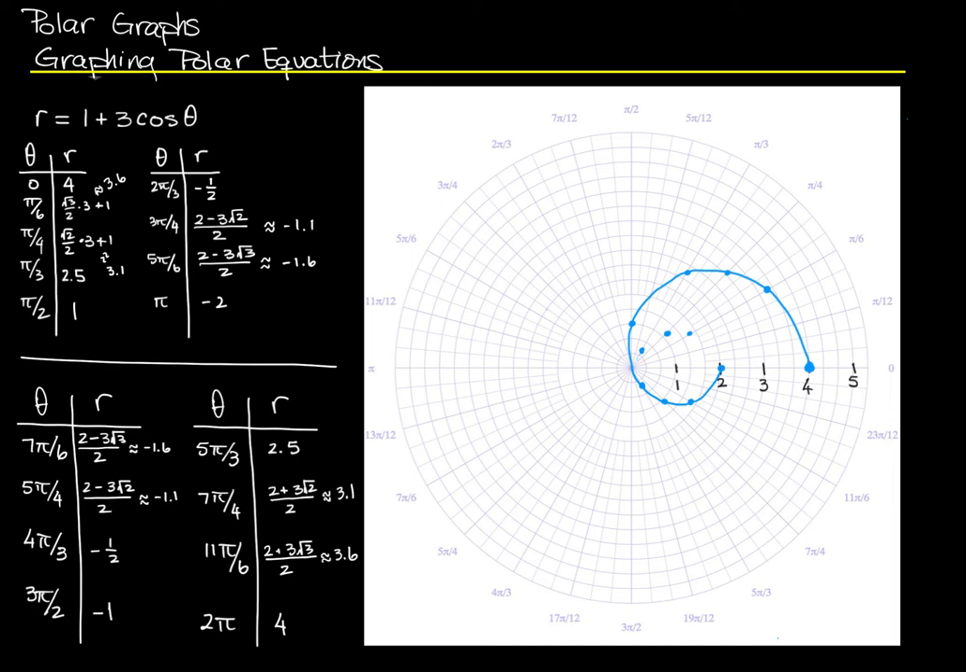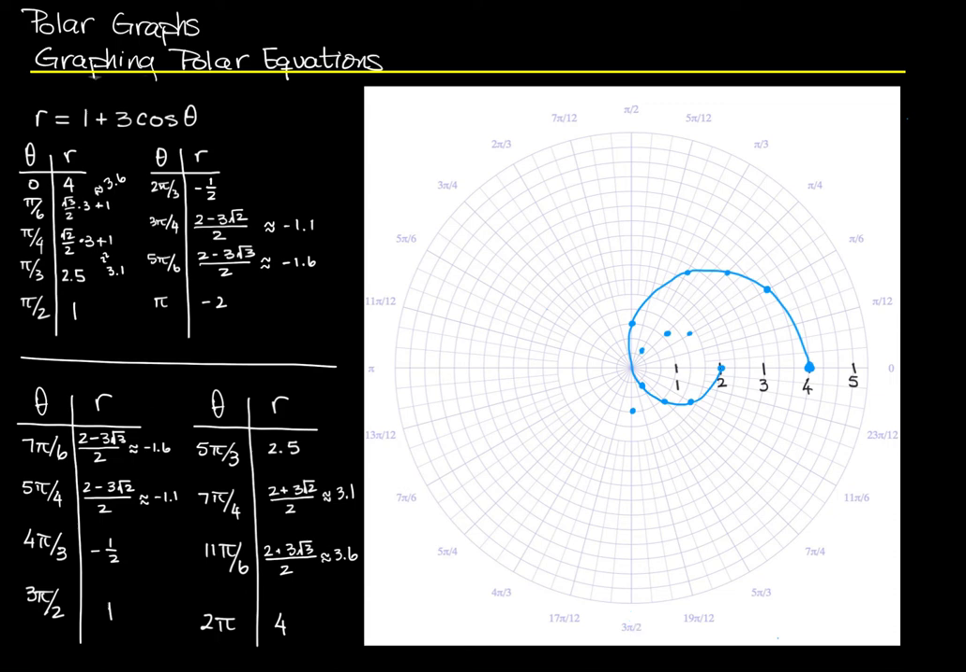I started to graph this next point, and I realized I'd made an error. Pi over 2 is my reference angle. So if I stick pi over 2 in there, I get the cosine of pi over 2, which is 0. 0 times 3 is 0. When I add 1 to that, I get 1. So this one should actually be positive 1. So now I'm ready to plot the point 3 pi over 2, comma 1. And that is here.